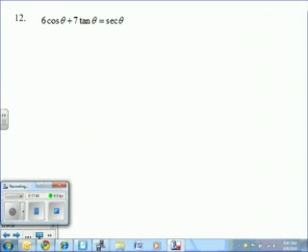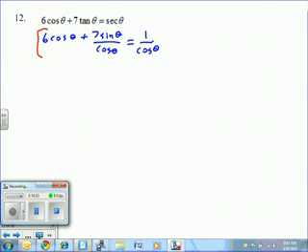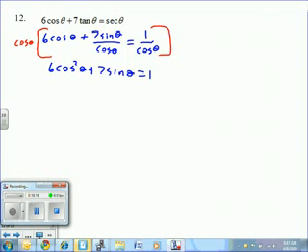Okay, number 12. What's the first thing you should have done here? Change everything in terms of sine and cosine. Okay, then what would you have done? Multiply by cosine. And you get 6 cosine squared theta plus 7 sine theta equals 1, but you also have to make sure that cosine theta never equals 0 because it's on the bottom of the fraction. So we write a little note.